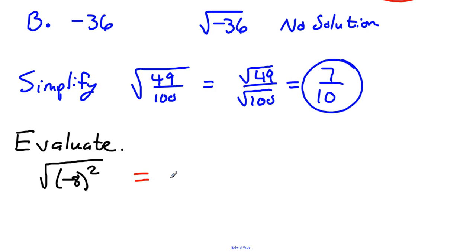Okay. And again, for that part of it, you can think about it one of two different ways. When you have the square root of negative 8 squared, the square root and the square will always cancel each other out. And whatever you have that's left over, in this case is a negative 8, that's going to be your answer.